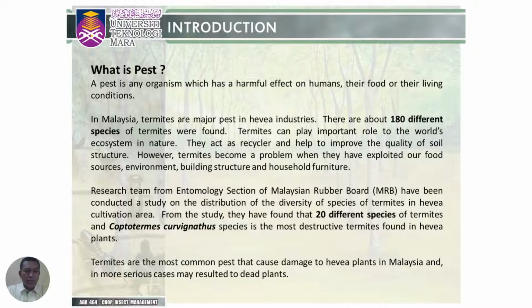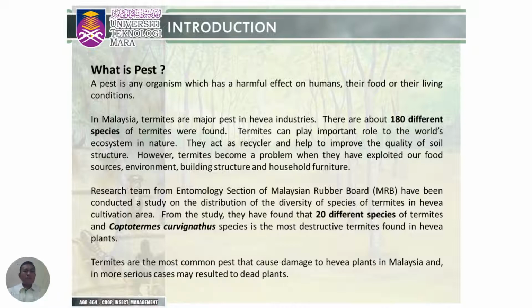Before going to the introduction, we need to understand what a pest is. A pest is any organism which has a harmful effect on humans, their food or their living condition. In Malaysia, termites are a major pest in Hevea nurseries. There are about 180 different species of termite found. Termites play an important role in the world ecosystem in nature. They act as recyclers that help improve the quality of soil structure. However, termites become a problem when they exploit our food source, environment, building structures, and household furniture.